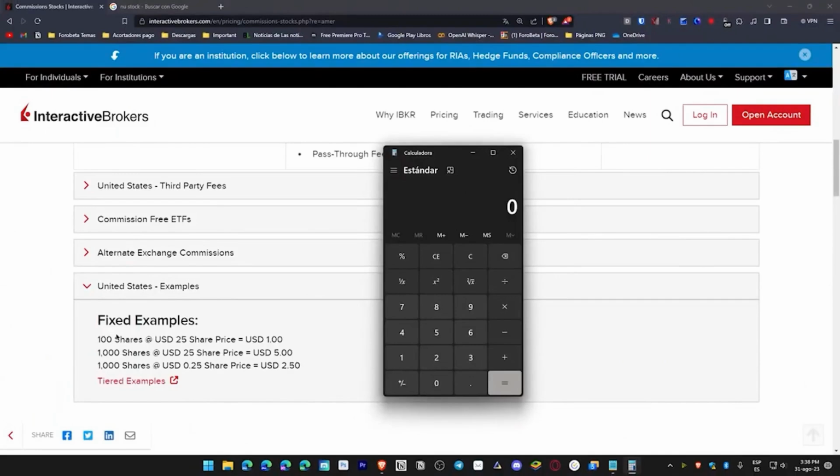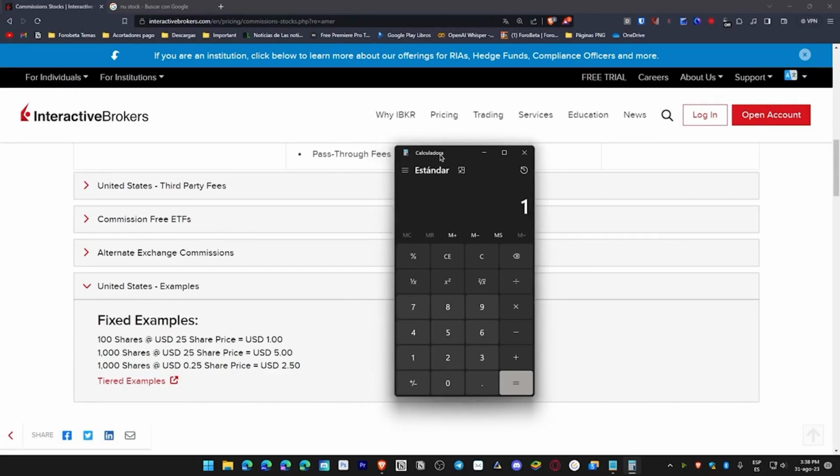I think most people will have trouble with this first one here, because that's where some confusion arises. Now let's move on to the second one. Now it's 1,000 shares at $25 each. So how does it work? 1,000 shares, which is what we're buying again, times 0.005. So the commission is supposed to be $5, and here it comes out exactly right.